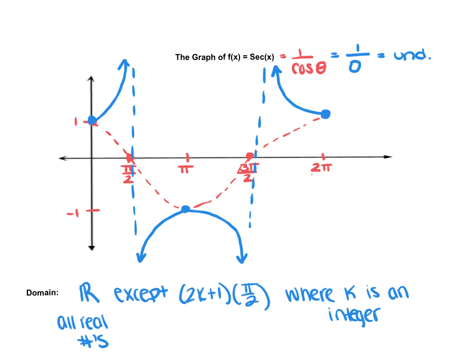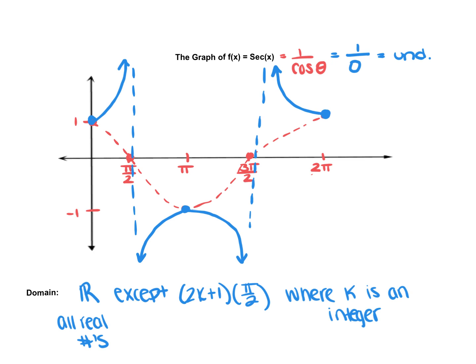Now let's explain that. The reason why we have to write it this way, let's just say k is 0. 2 times 0 is 0, plus 1 would give me 1 times pi over 2, which is my first undefined. Now let's just say k is 1. 2 times 1 is 2, plus 1 is 3. 3 times pi over 2 is 3 pi over 2.